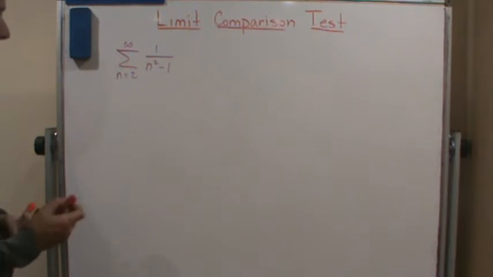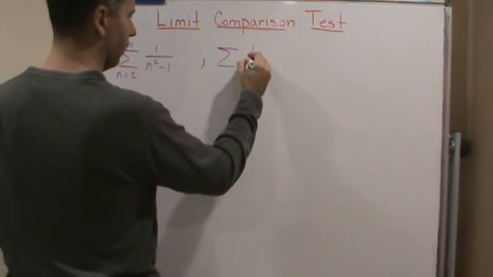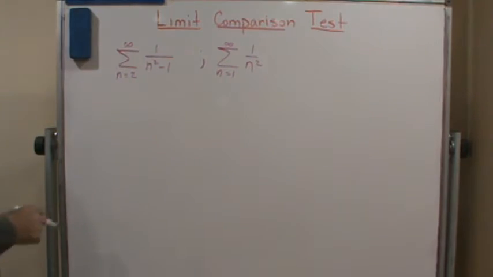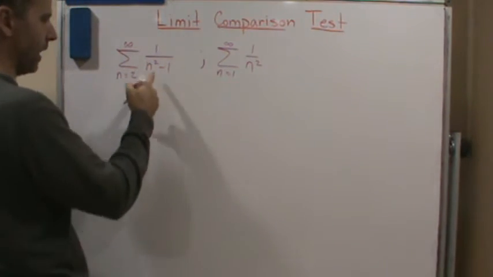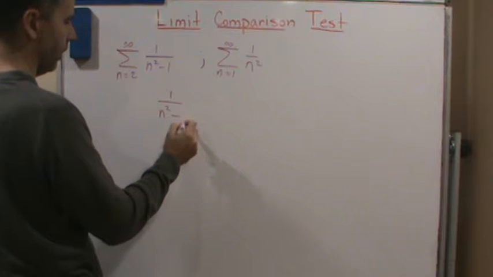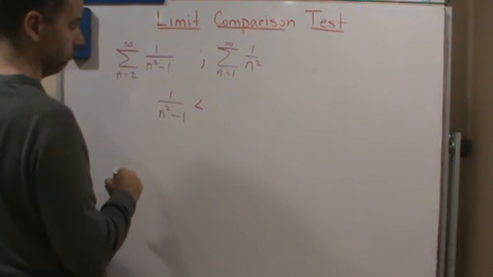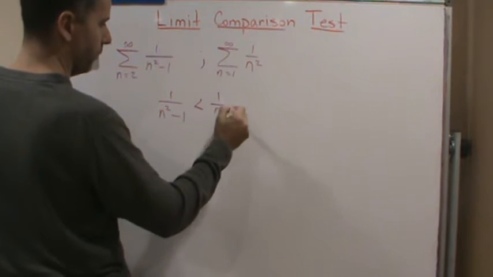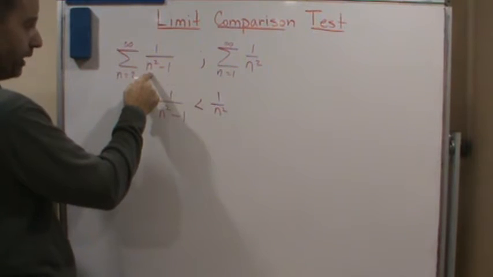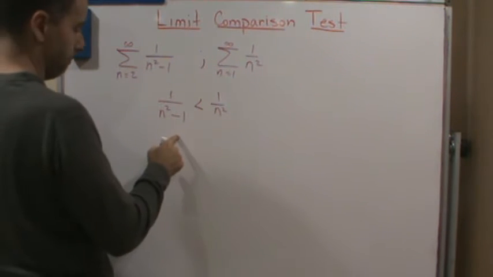Now, we would like to compare this to the p-series, 1 over n squared. But here's the problem. It does not satisfy the conditions because this 1 over n squared minus 1 is less than 1 over n squared. So even though this is convergent, we would like to show whether this is convergent or not, but it doesn't follow the correct assumptions.